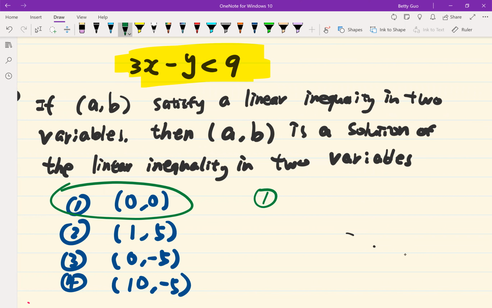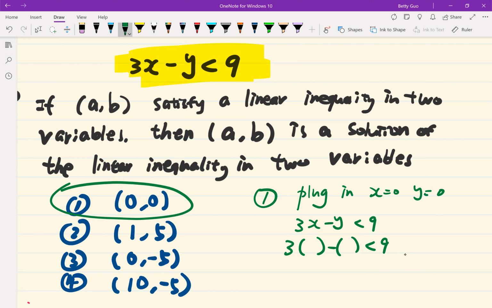How do we know if (0, 0) satisfies or not? Should we plug in? Okay, let's plug in x equals 0, y equals 0 back into the original inequality. The original inequality is 3x minus y is less than 9. We use parentheses to hold the places for x and y, and then we put a 0 in the place of x and y.